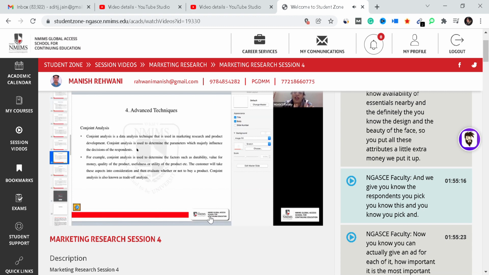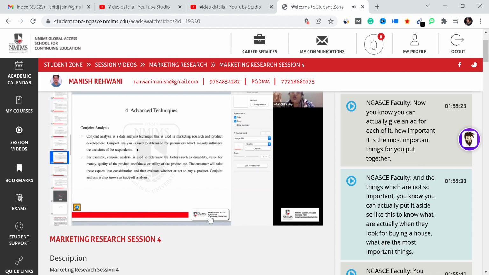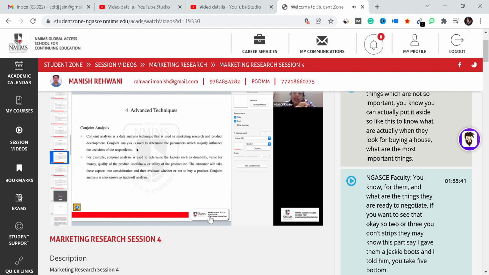You can actually rate how important each of them is. The most important things, you put together, and the things which are not so important, you can put aside. So like this, we know what are the most important things for them when they look for buying a house, and what are the things they are ready to negotiate. So 2 or 3 strips they may discard.